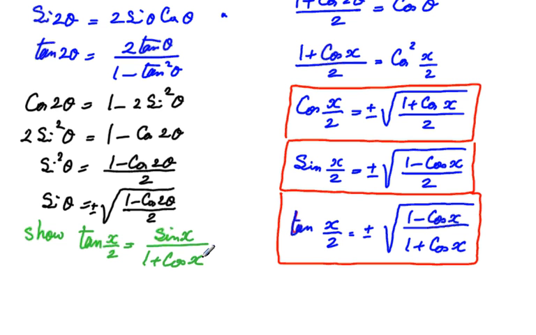Okay, we think about this thing, see, well, how can I show such a thing? Tangent is a ratio of sine to cosine, sine of x over 2 over cosine of x over 2. So somehow I have to convert these guys back to their half angle formats. So let's remember, what was sine of x?